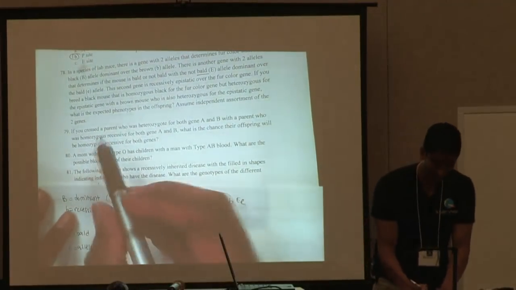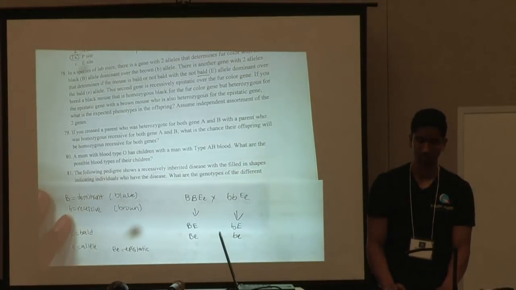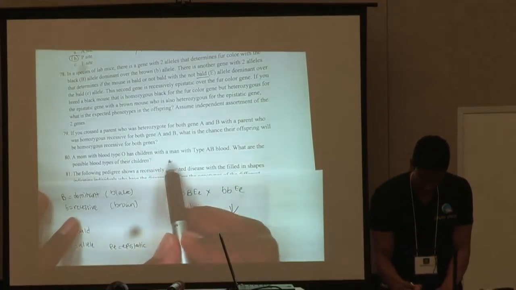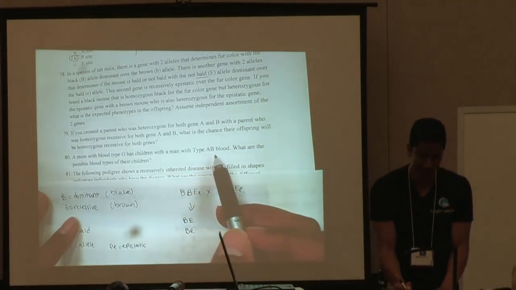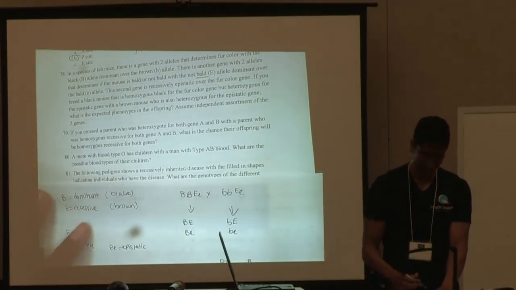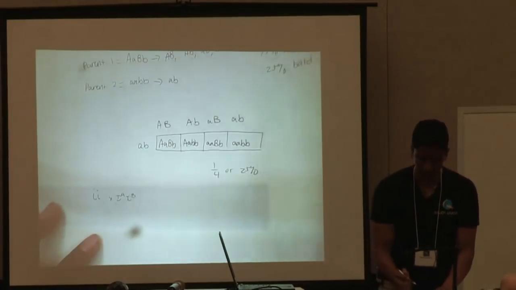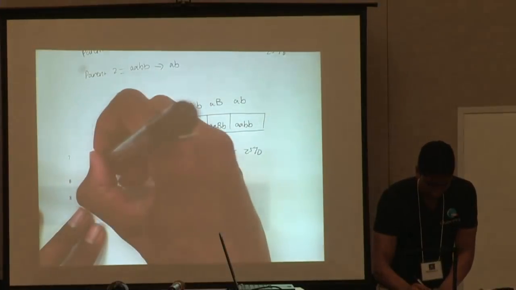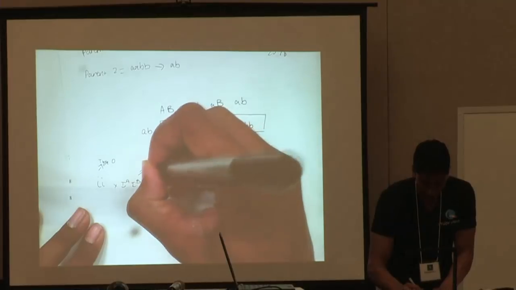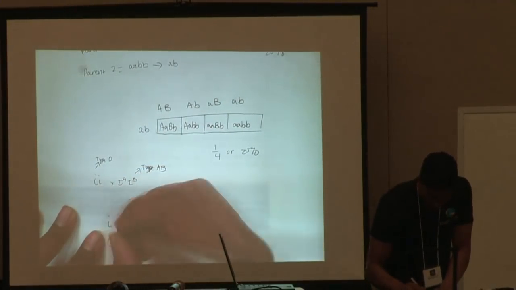All right, a mom with blood type O. If you're blood type O, what is your genotype? ii, little i, right? Has a child with a man with type AB blood. What's your genotype? IA, IB, right? So this is what we have. Type O, type AB.